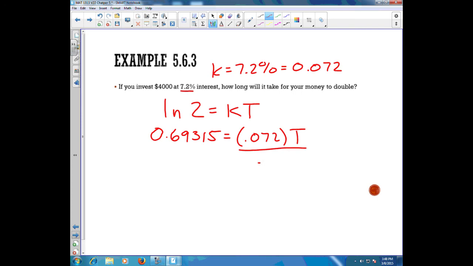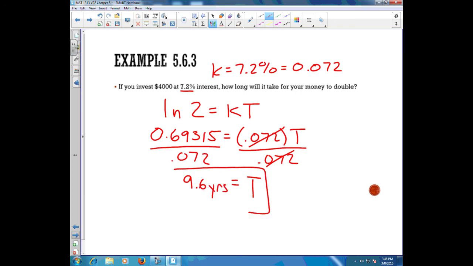And so to solve for T, we just divide. And you find that at 7.2% interest, compounded continuously, it would take 9.6 years for your money to double. Or almost 10 years for your money to double. It wouldn't matter if you invested $4,000 or $40,000. At that interest rate, it's going to take 10 years for your money to double.